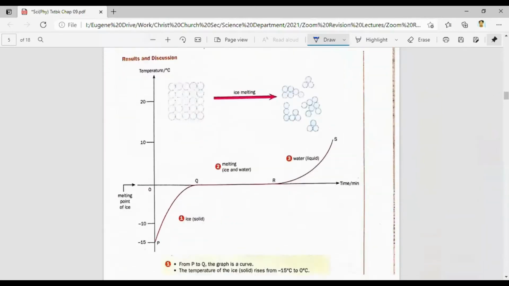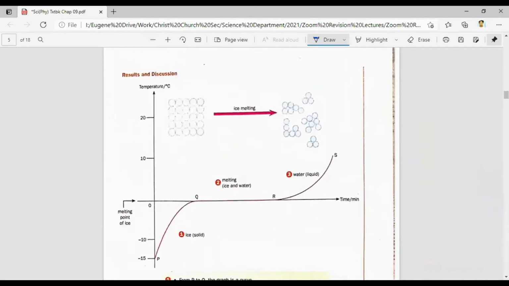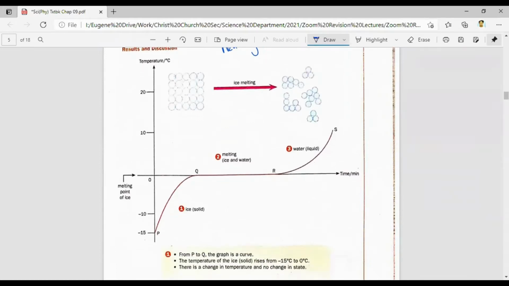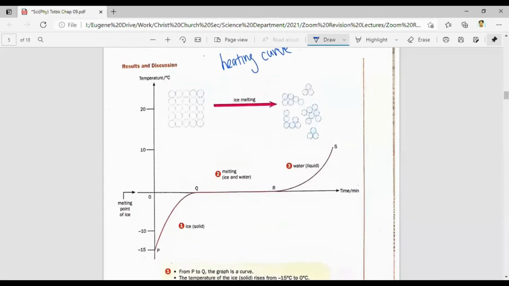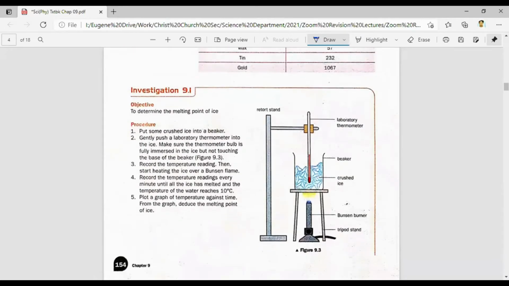This is what we call the heating curve. Why do we call it a heating curve? Because what is happening here is the ice is being heated, the ice is gaining heat, and the ice melts into water. Now, before we go into this, I want you to look at this experiment a little bit. You realize that the Bunsen burner is heating up the ice all the while.